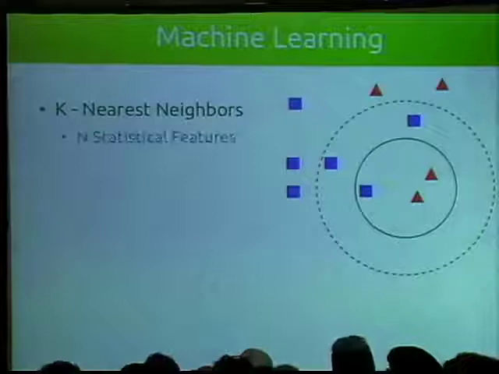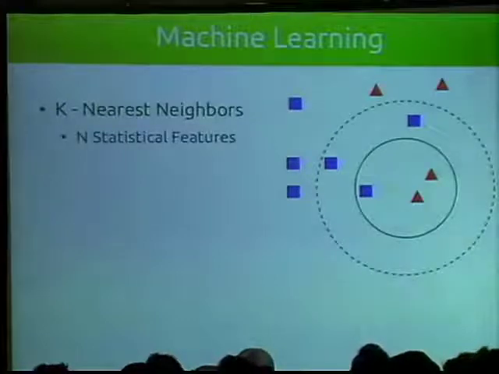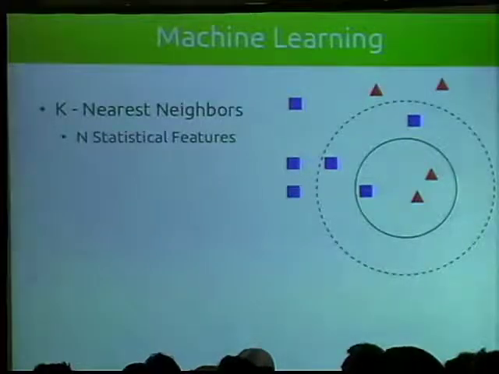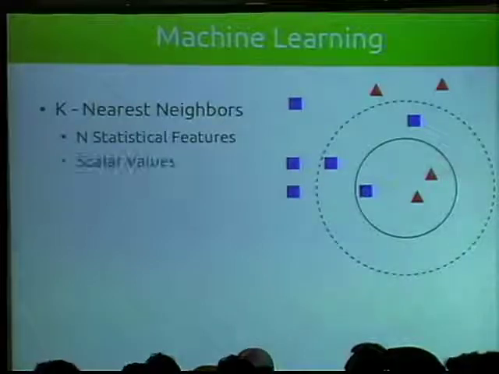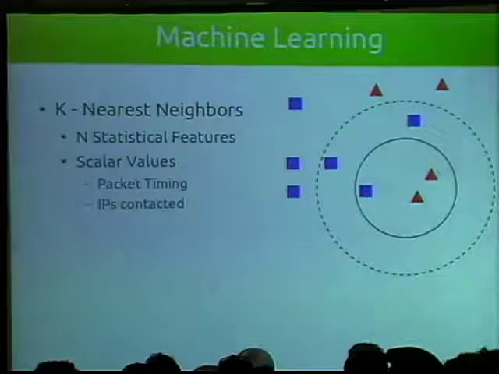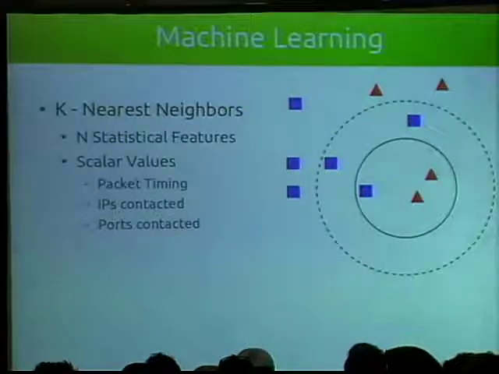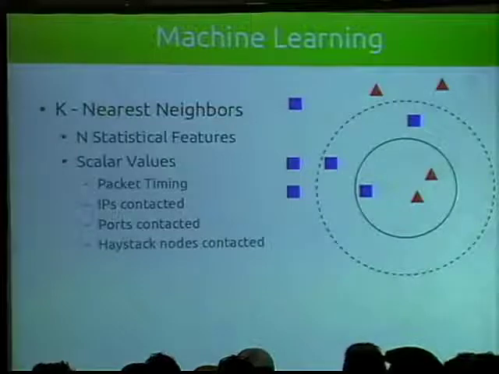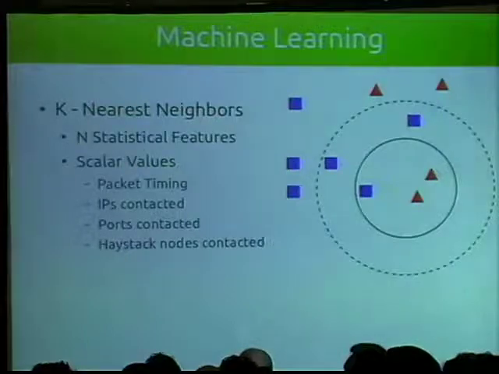So the idea is that you have n statistical features that are scalar values. So we're not talking about deep packet inspection. In fact, I think our tool only captures the headers. I think we go 100 bytes into packets. So you're looking at scalar values like packet timing, number of IPs contacted per suspect, number of ports contacted, what percentage of this haystack did the thing contact, right? And you plot all of these scalar values per suspect in n-dimensional space.